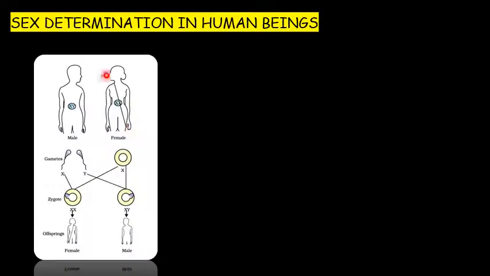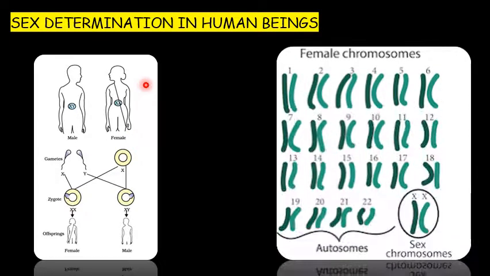So let's learn about sex determination in human beings and the importance of the Y chromosome. We know that in humans we have 46 chromosomes. During fertilization we get 23 from the father and 23 from the mother. For example, this sperm cell will contain 23 and this egg cell will contain 23 chromosomes, right? When they merge, when they fertilize, we get 46.